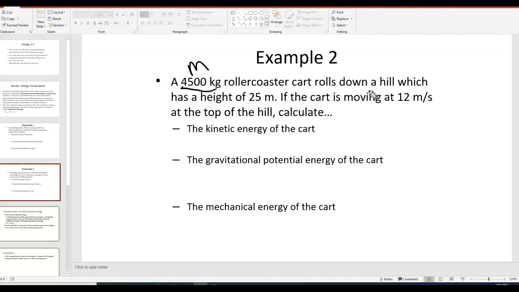A roller coaster cart rolls down a hill which has a height, here's my height, of 25 meters. If the cart is moving at 12 meters per second, that's meters per second, so that's going to be V, at the top of the hill, calculate the kinetic energy, the potential energy, and the mechanical energy. So this is very similar to example 1. Okay, so this is nothing other than plugging numbers into an equation.